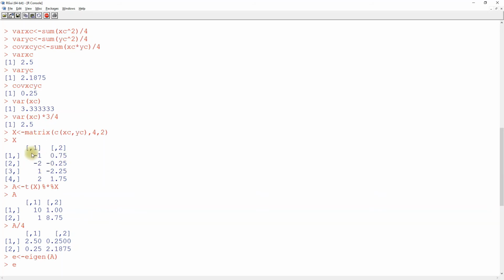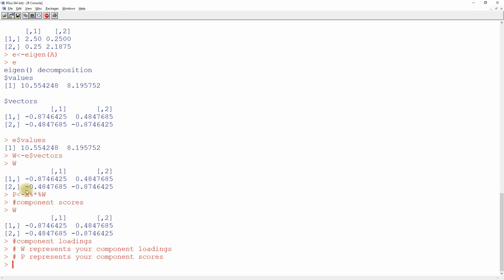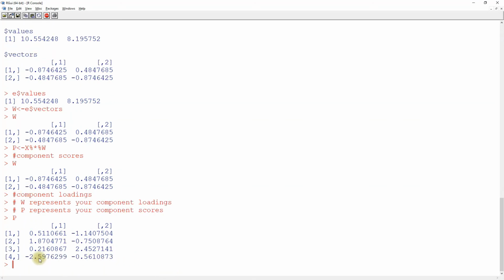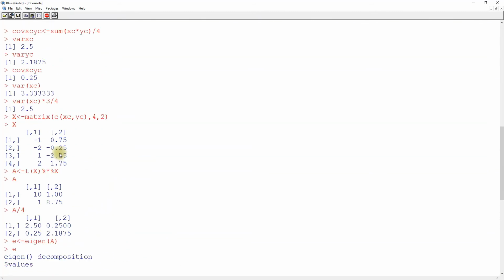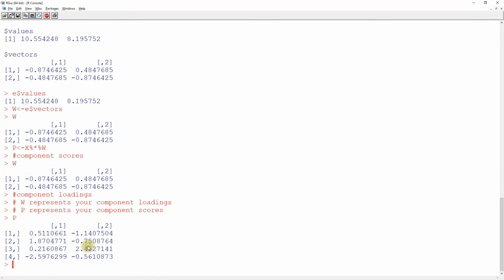So you can check for a moment what our P is, that is the component scores. Let's try P and you will see that you get a 4 by 2 matrix just like this one, but you won't have negative 1, negative 2, 1 and 2. You will have something else. This is what you get. How did you get that? This is basically a transformation that you got by taking your data multiplied by the eigenvector of your variance covariance matrix. It's a transformed data that you are working with.